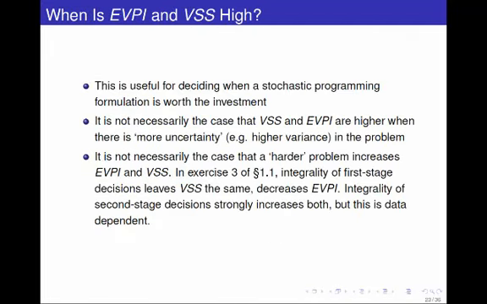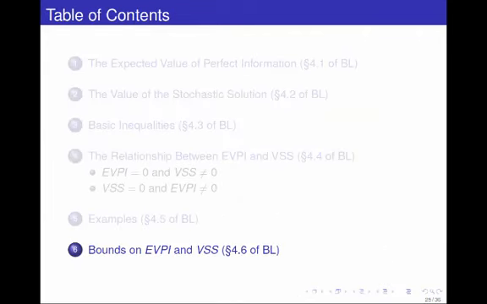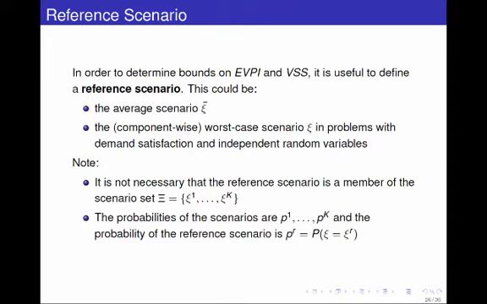So we want to come up with methods to bound the WS and the RP that prevent us from having to solve the full stochastic programming. And to do this, we come up with the notion of a reference scenario. We choose what a reference scenario is, and there are various rules for coming up with it. For example, the average scenario can be an obvious choice of a reference scenario, or in situations where we have greater than or equal constraints in the second stage, we can pick the reference scenario to be the worst case scenario. That's also a very special scenario to select that will give us information by solving it.